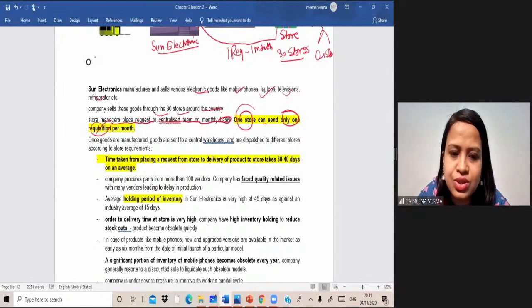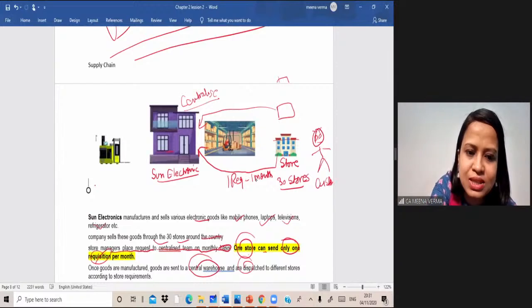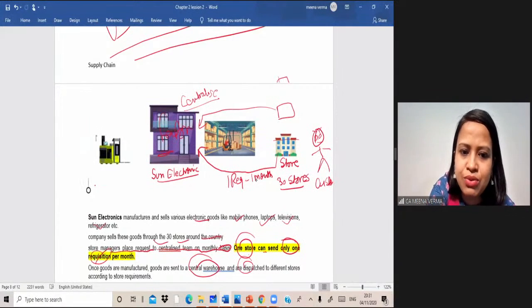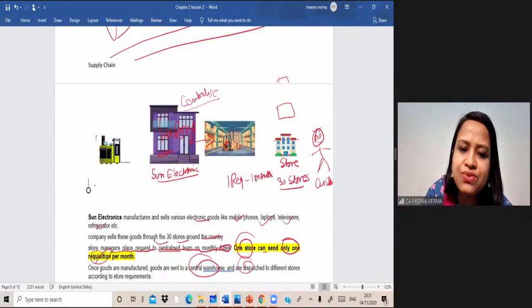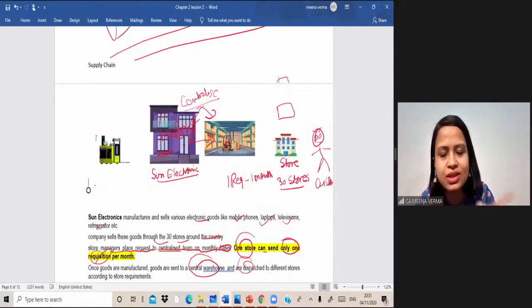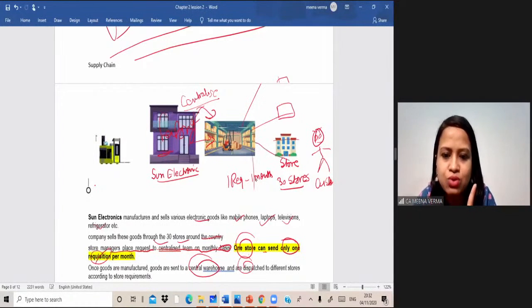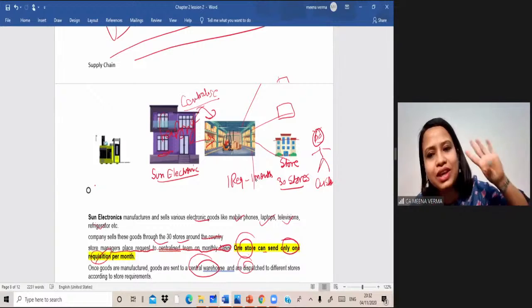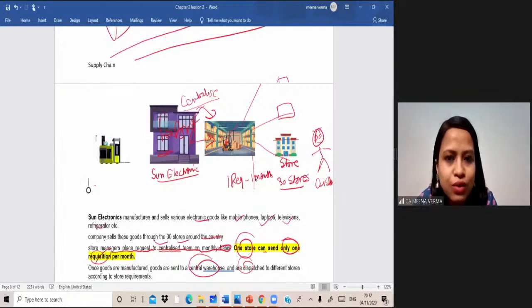Once goods are manufactured, goods are sent to a centralized warehouse and are dispatched to different stores. So everything is happening centralized. This is the factory where they are manufacturing the goods, and they are sending them to the centralized warehouse. They have only one warehouse, and from this warehouse they are sending products to the entire country, where they have 30 stores. To all those stores they are sending goods from one warehouse, one factory.